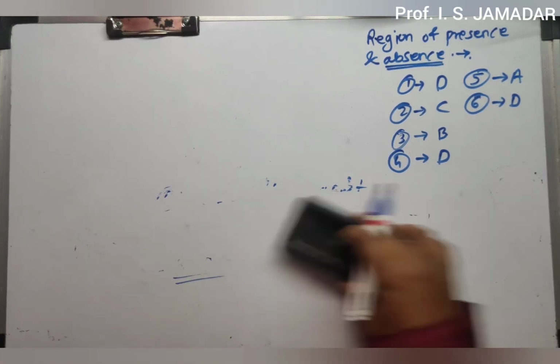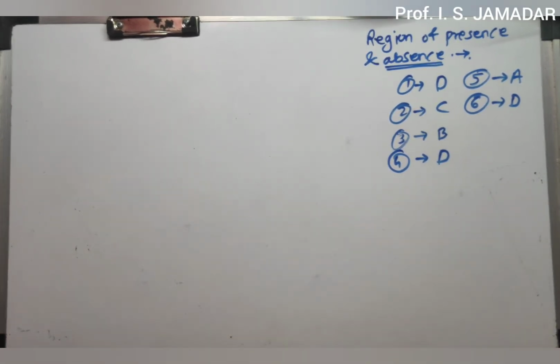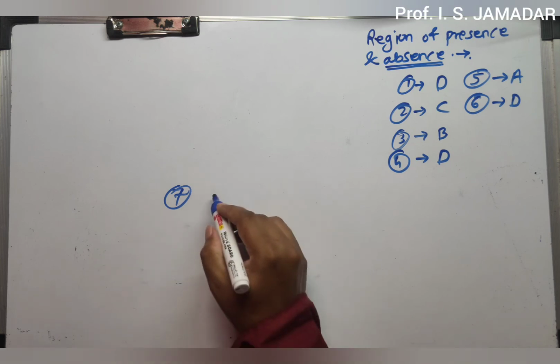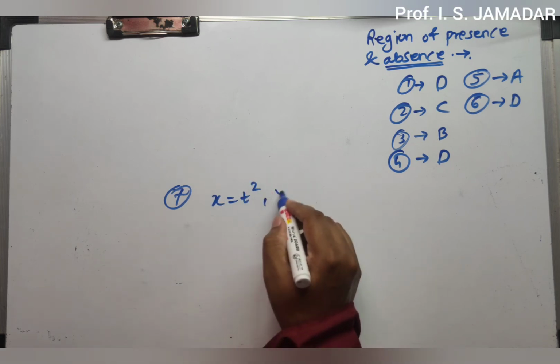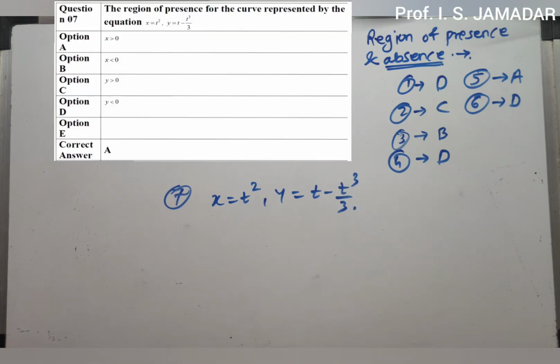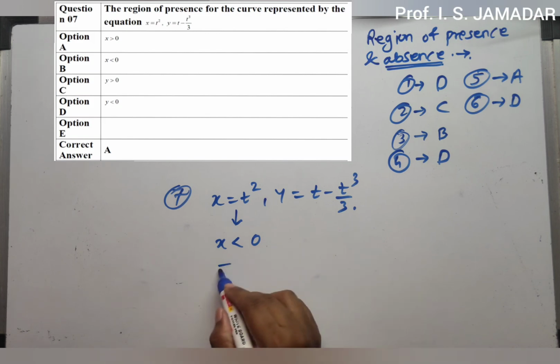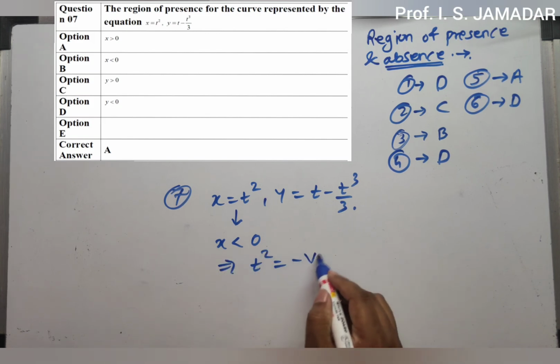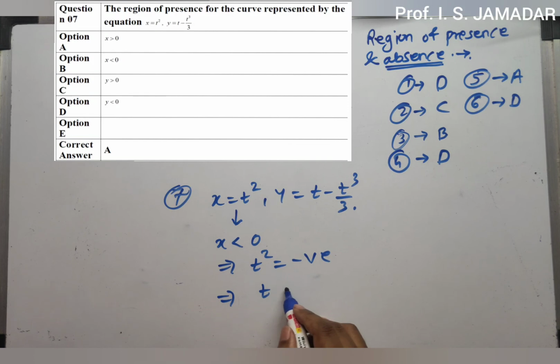Now let us consider the last example, the 7th. The region of presence for the curve represented by x equal to t square and y equal to t minus t cube upon 3. Now again it is parametric, but it does not contain trigonometry. Here you can see that if I take x negative, then that will imply t square will be negative. That implies t is imaginary, t will not exist.